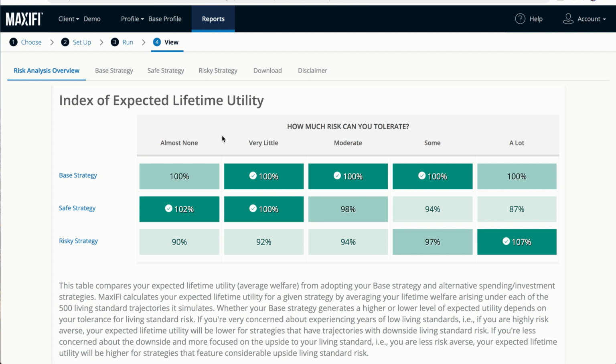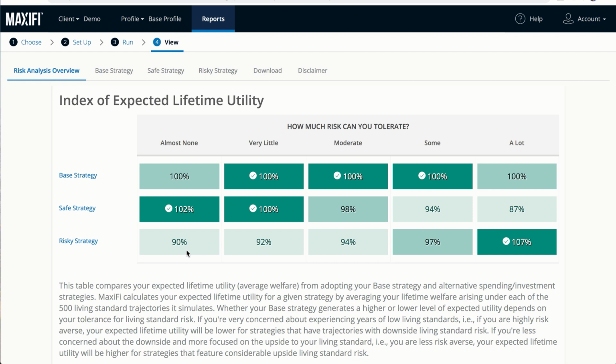Well, in that case, this chart is saying that you're going to prefer the safe strategy to the base strategy. And the base strategy value here you can see is set at 100, and the safe strategy there is 102. Now, what are we actually showing here? Well, what we're showing here is the lifetime utility on average that you'll get from the base strategy versus the safe strategy. Base strategy again is 100, and safe strategy is 102, and the risky strategy does worse, it's 90.